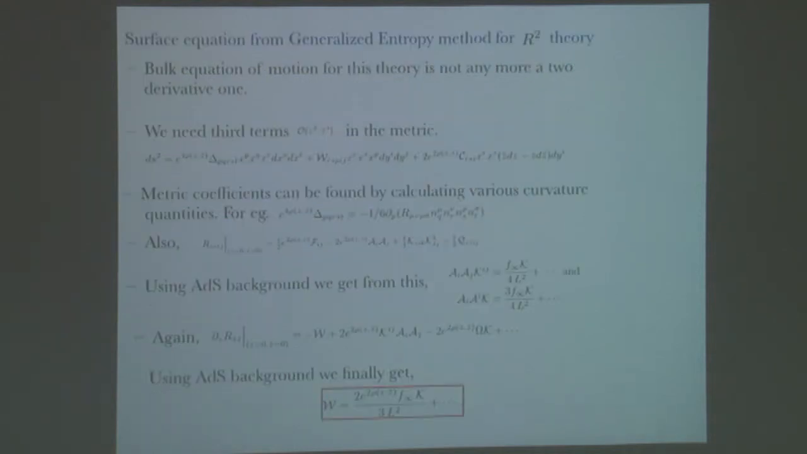Then we evaluate this bulk equation of motion for R square theory, which is a general 4 derivative equation, and for this we need the third order term also in the metric, which is shown here. We can identify all these coefficients by calculating some bulk curvature quantity and relating them to that. Especially this coefficient here is related to the derivative of the bulk Riemann tensor contracted with the normal. So we demand an AdS background, and we can solve all these coefficients by computing all these curvature quantities and derivatives of them, and we get this W of this form. And I should mention what this f infinity is here. So f infinity satisfies this relation.